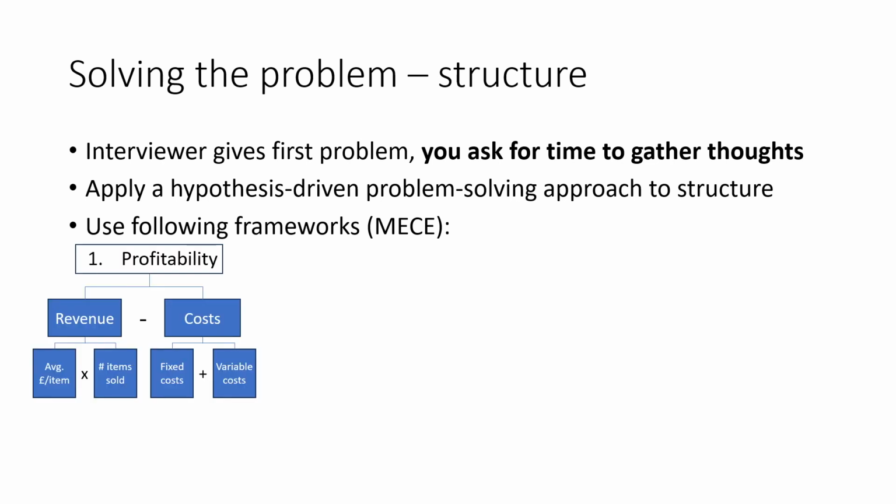The first is profitability. Profit is revenue minus costs. Revenue is the price of items multiplied by the number of items sold. Costs are split into fixed costs, such as rent, licenses, central staff salaries, and variable costs, materials, temporary worker salaries, etc. This is a famous one and will probably come up, so make sure you know how to split a profit question into these 4 sections.